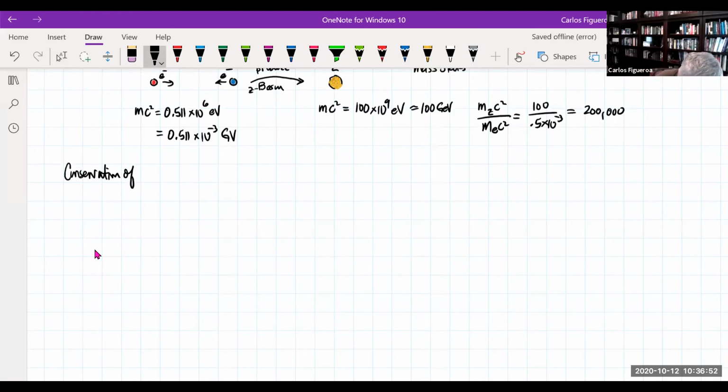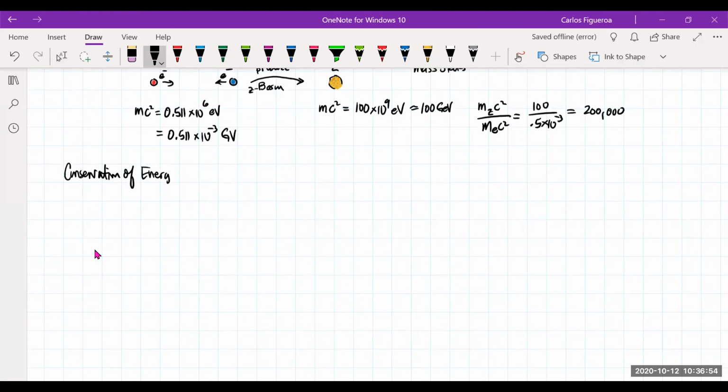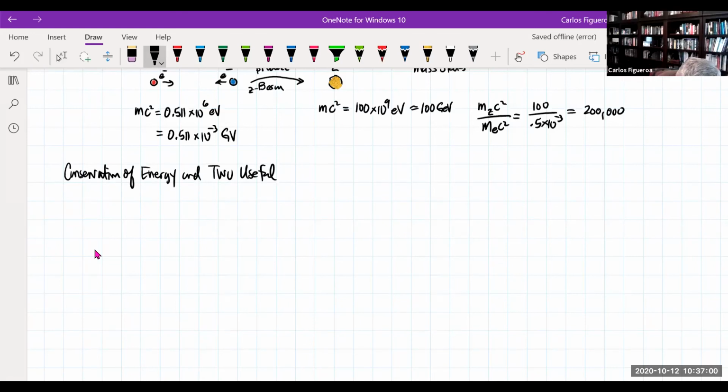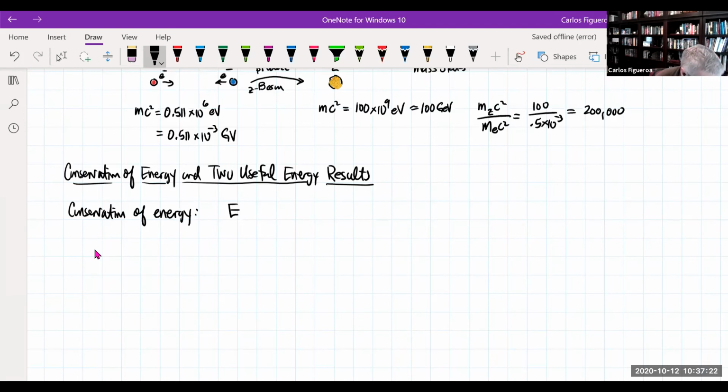So what I want to talk about is conservation of energy and two useful energy results. So here we go. Conservation of energy. When I talk about conservation of energy, what it means here is that the initial must equal the final.